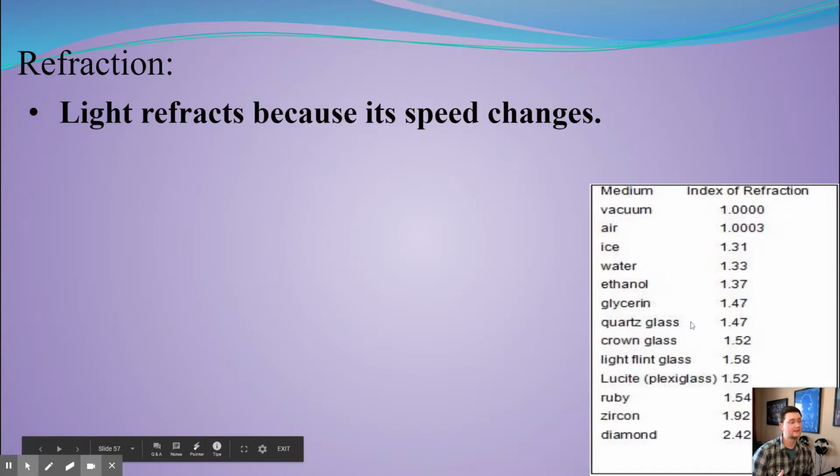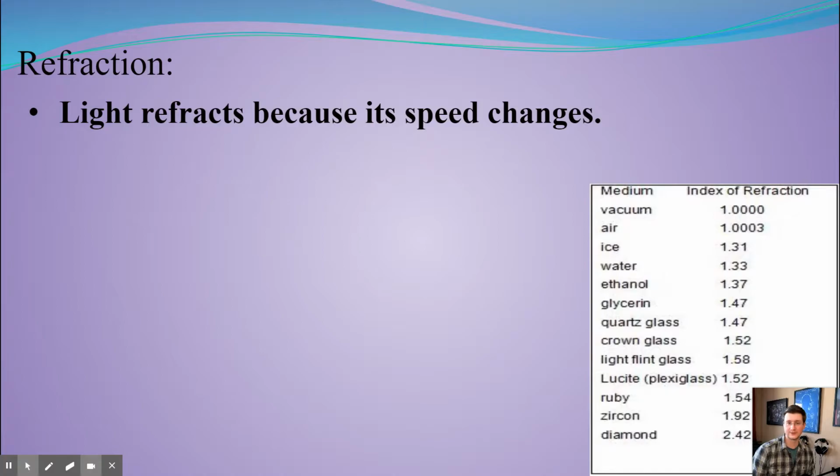So light refracts because its speed changes. It either speeds up or it slows down. Frequently for us it's going to be slowing down, but it could be speeding up if it's leaving a medium that's denser than a vacuum. Typically, we'll have a scenario where it's coming from a vacuum or air, where it has really no resistance, and then going into something thicker like glass or water or some other type of material.